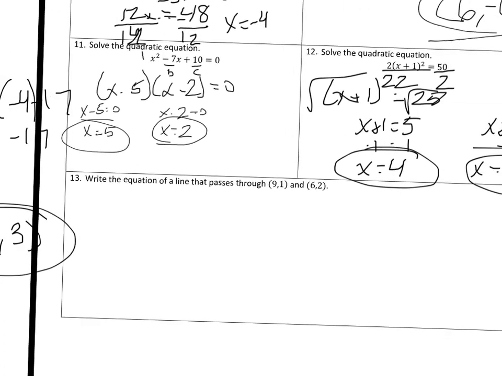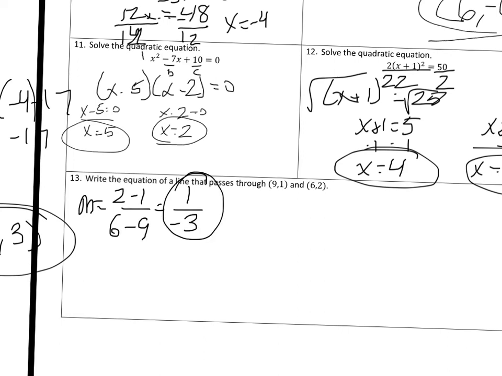Last one, write the equation of the line that passes through these 2 points. Remember, for an equation of a line, I need a slope and a y-intercept. So let's start with the slope. m equals the change in y over change in x. So y2 minus y1, 2 minus 1, over x2 minus x1, 6 minus 9. Now I can simplify. Positive 1 over negative 3, that's my slope, negative 1/3.